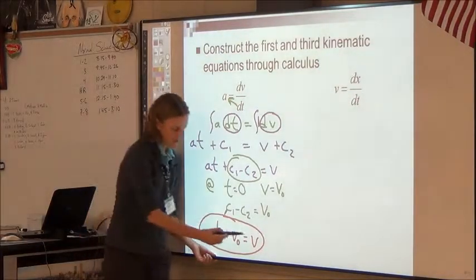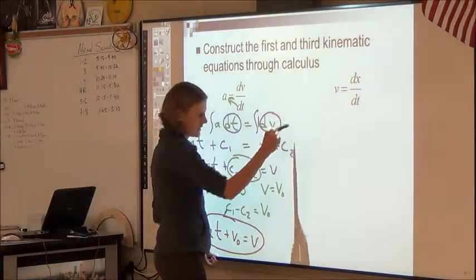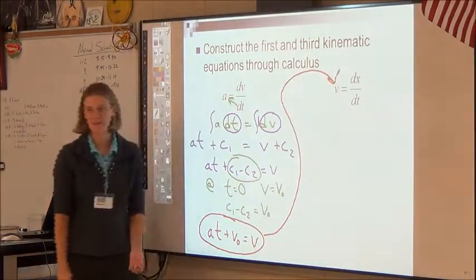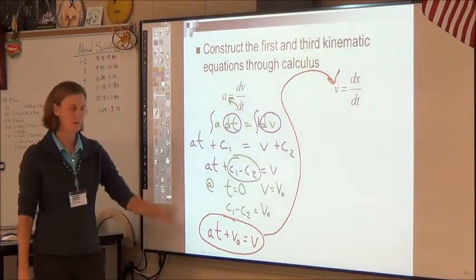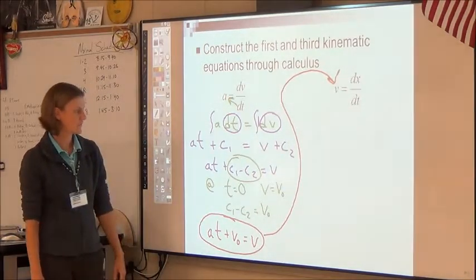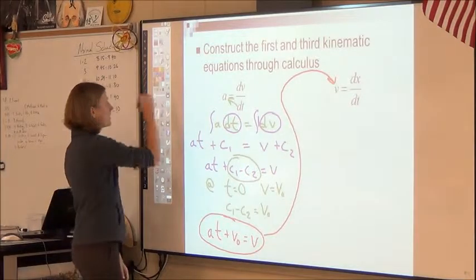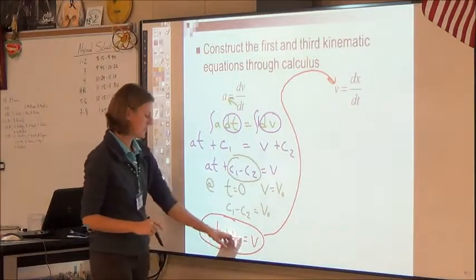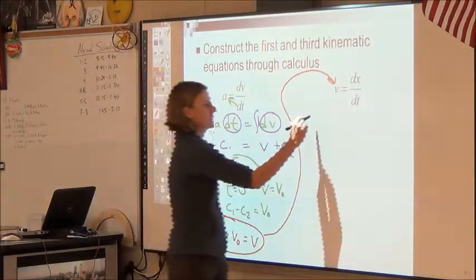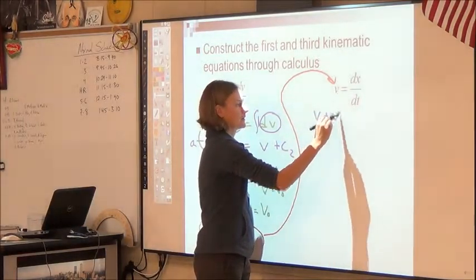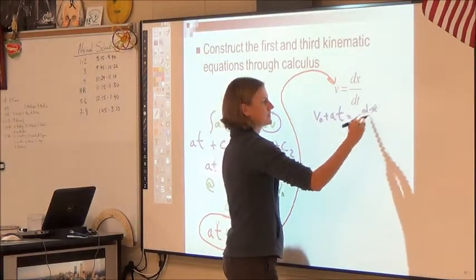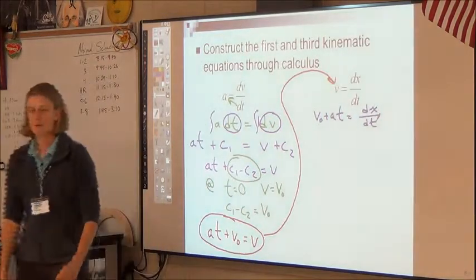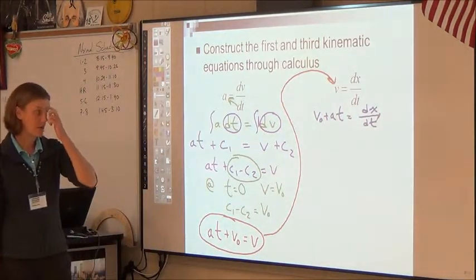All right, and now we're going to take this one. Stick it in over here. We're going to pretty much go through the same steps to see if we can come up with another kinematic equation. So my function for v is v naught plus at. And I'm going to do the same thing I did on the other side. I'm going to split up the dx and the dt.